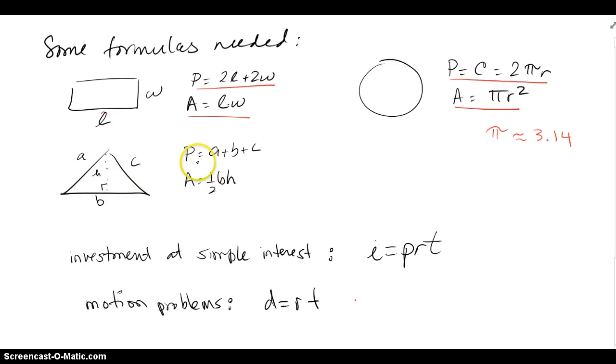For a triangle, the perimeter again is the distance all around, so just add the sides, a plus b plus c. The area to fill inside is half of the base times the altitude, or the height.